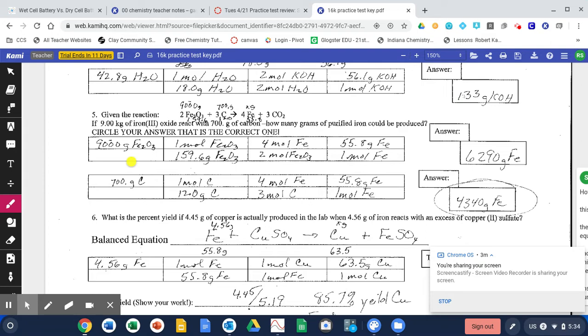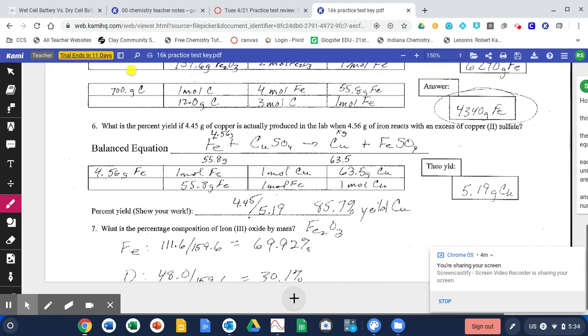I have 700 grams of carbon also given to me. And so I have 12 grams as carbon's molar mass. I use the mole ratio of carbon to iron, and then I use the molar mass of the iron. And I get 4,340 grams, which is the lower number. Therefore, that is the one I circled, and that is the correct one.